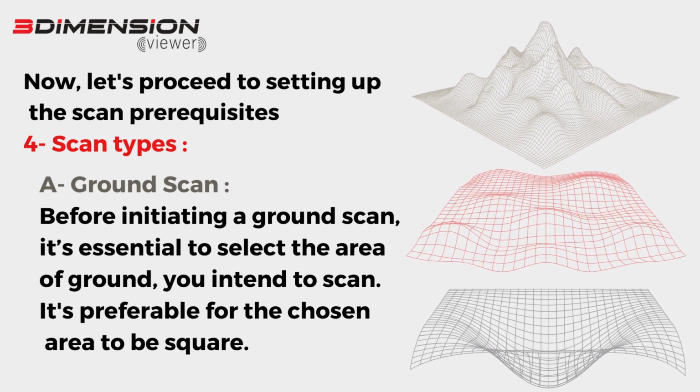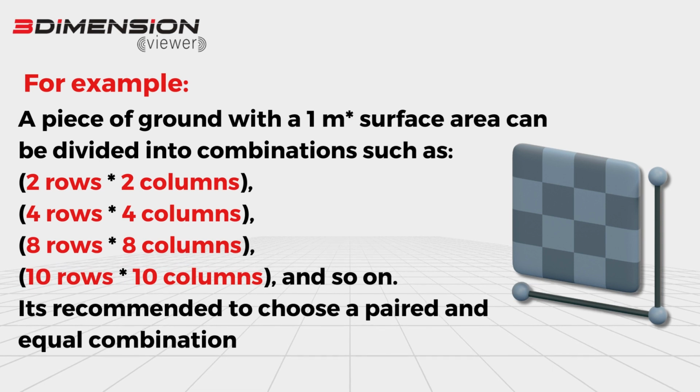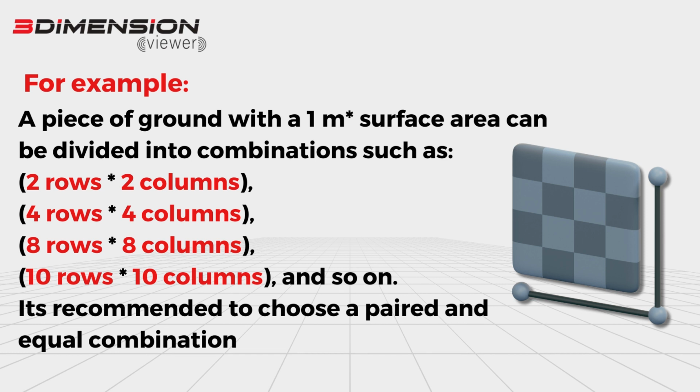4. Scan types. A. Ground scan. Before initiating a ground scan, it's essential to select the area of ground you intend to scan. It's preferable for the chosen area to be square. For example, a piece of ground with a 1 m² surface area can be divided into combinations such as 2 rows by 2 columns, 4 rows by 4 columns, 8 rows by 8 columns, 10 rows by 10 columns, and so on. It's recommended to choose a paired and equal combination.